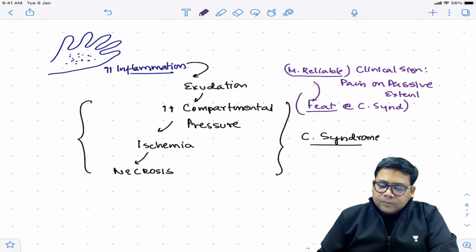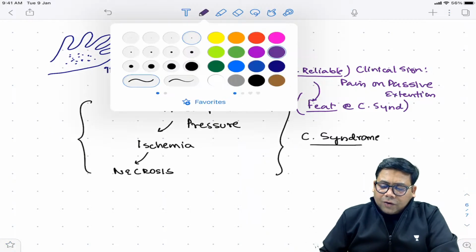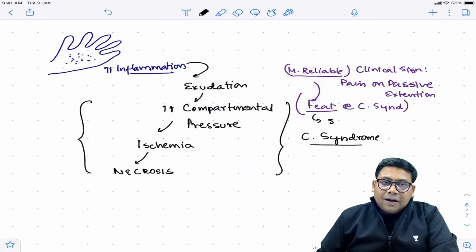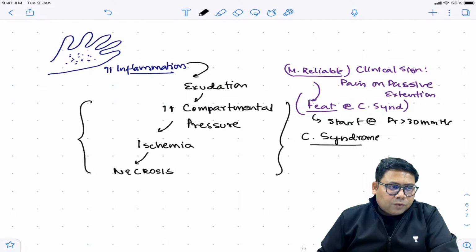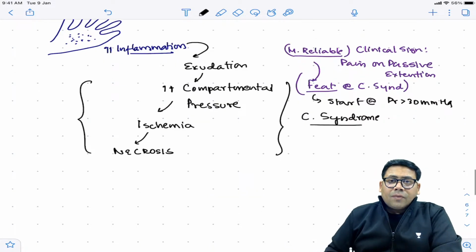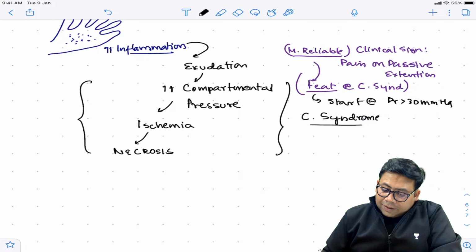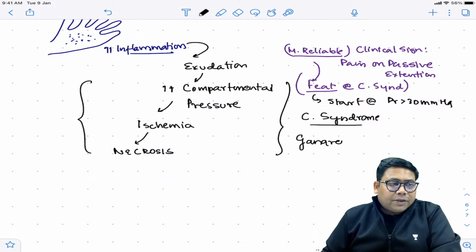The second is the features of compartment syndrome. They start at what pressure? They start at pressure more than 30 mmHg, as one of our students has already answered. The second is the gangrene or the necrosis. So the gangrene happens at what pressure? Come on.